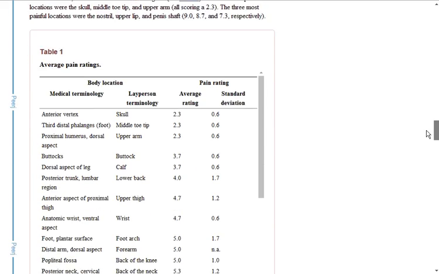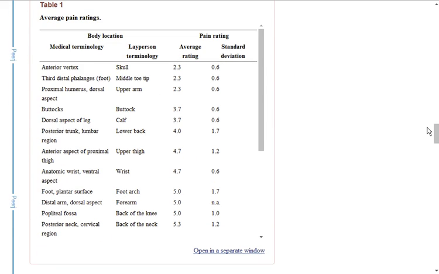And here are the places that he stung himself with the average rating. And then you can see he did calculate a standard deviation even, to run some statistics. So he must have been stinging himself multiple times in these locations over a number of days.